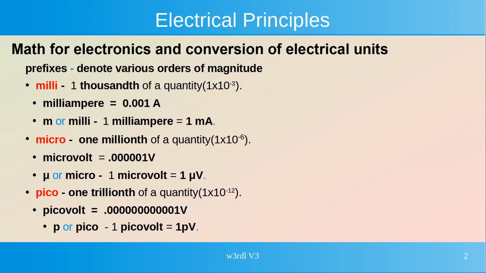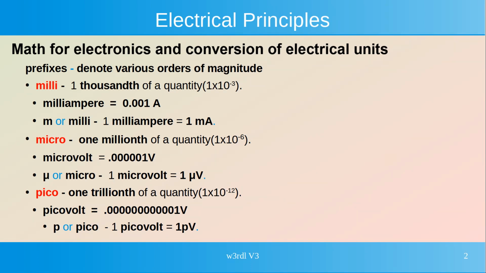We use prefixes instead of writing everything out with 12 zeros. We use milli, and it's lowercase, to represent 1,000th. I think that comes from the Latin, something like millennium. I don't remember exactly, but it represents a 1,000th of a quantity, not 1,000, but 1/1,000.